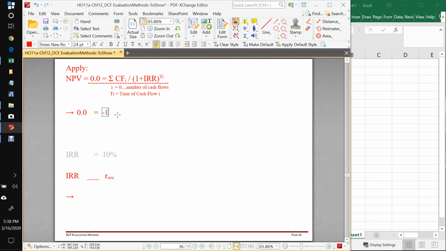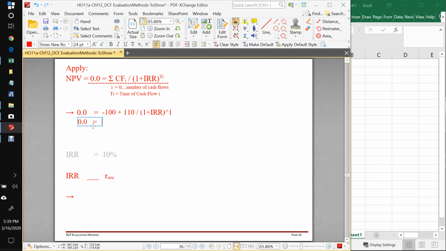So what do I have? Minus 100 plus 110. That's our promised cash flow in a year, which is also risk adjusted because it's a treasury bond. It was something that was very, very risk free, so we don't have to risk adjust it. And we divide that by 1 plus IRR, raised to the 1 because it's 1 year out. And so that's going to lead us to 0.